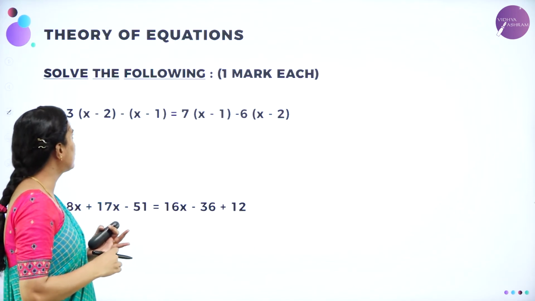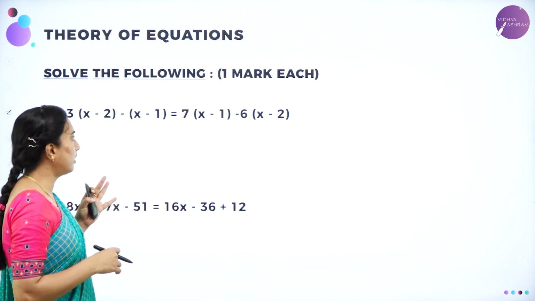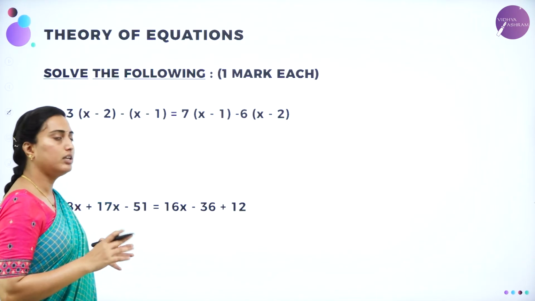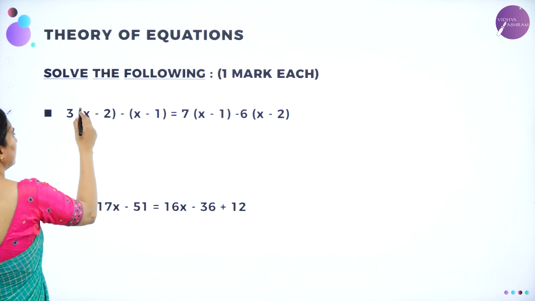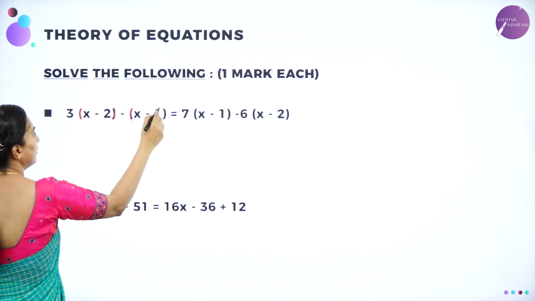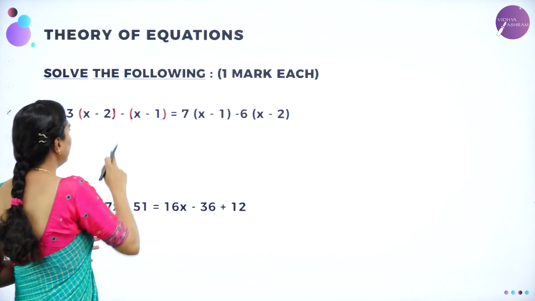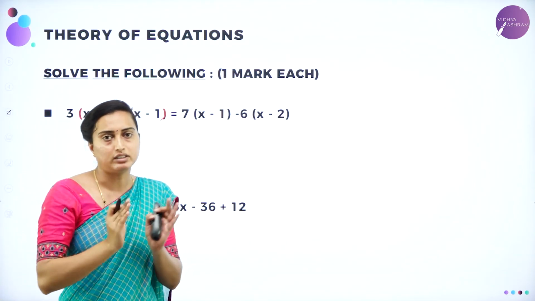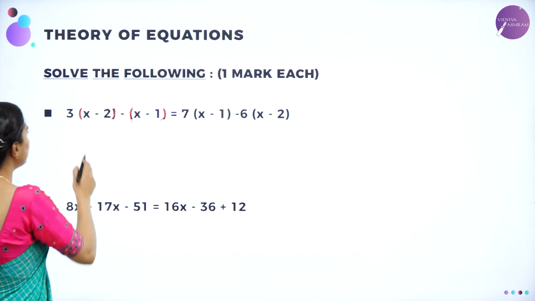3 into x minus 2 minus of x minus 1 is equal to 7 into x minus 1 minus of 6x minus 2. Minus of. Of means this one. This bracket is called off. Why have they put the bracket? Minus sign is there. If minus sign is there, please open the bracket. Here you can start by solving the brackets first.